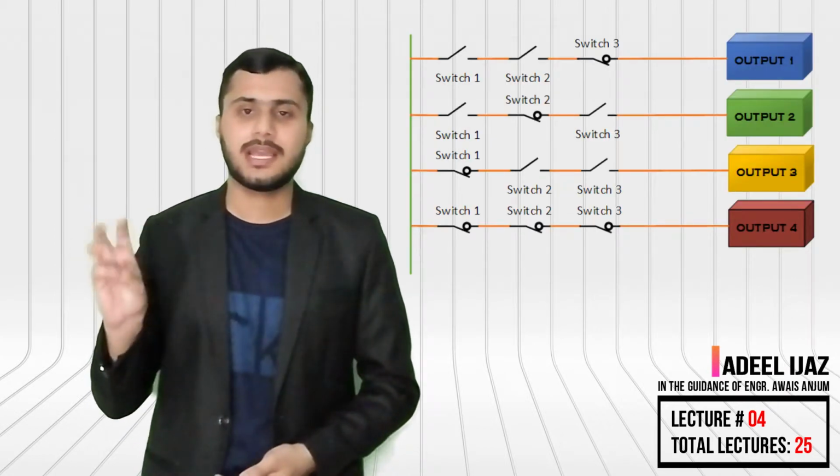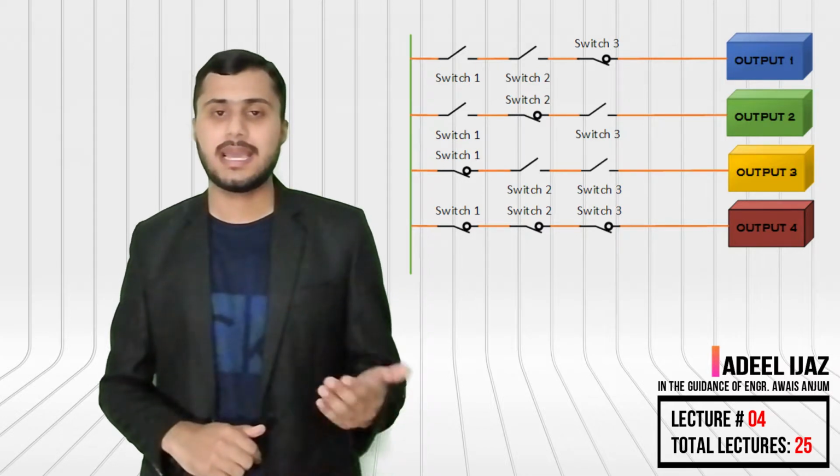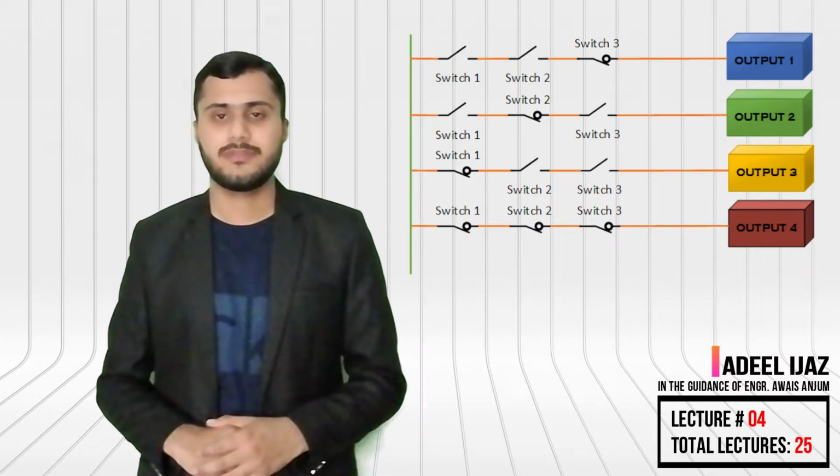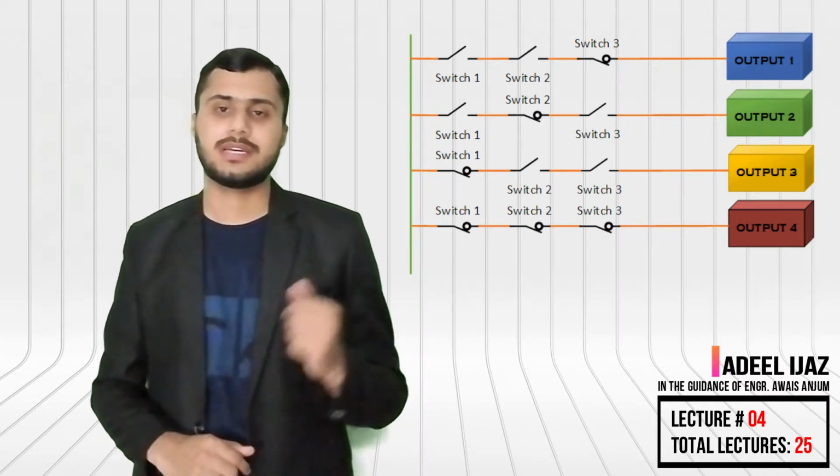In our second example, we are going to make a conditional program with switches and outputs. In this program, we have 4 outputs and 3 switches. The 3 switches are X0, X1 and X2, whereas the 4 outputs are Y0, Y1, Y2 and Y3.